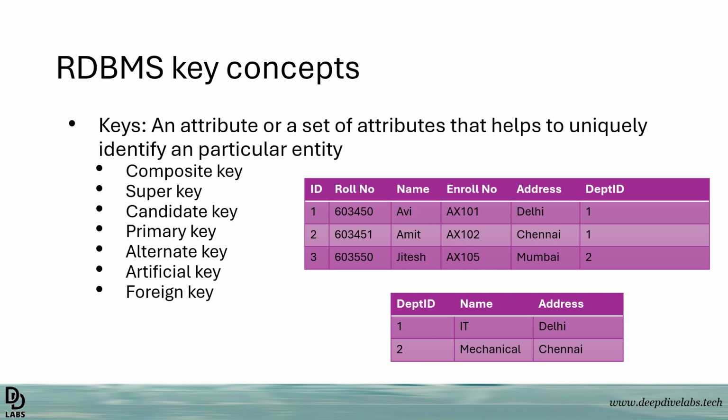Then you have the foreign key, which is used when you are trying to combine data from multiple data tables, right? In this case, department ID would be a foreign key in the students table, so that you can combine it with the department table in order to get its information.